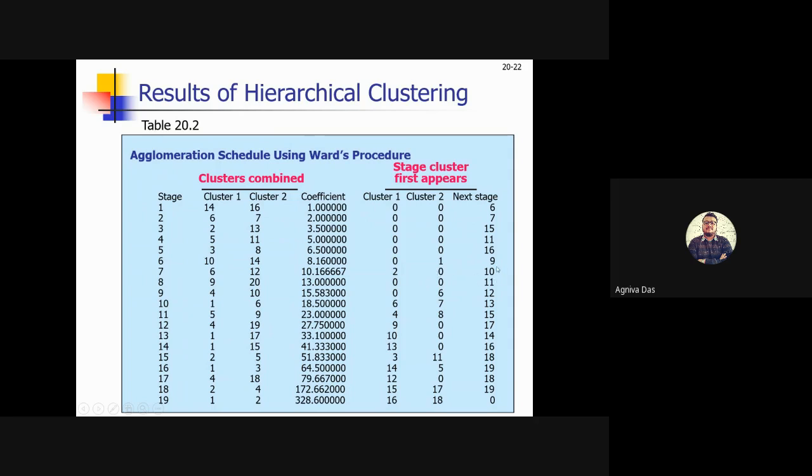And in the next stage, the 10th stage, you have 1 and 6 again. So when you have 1 and 6, for cluster 1, initially you had 3, and now you have a total of 6. So based on this, Ward's procedure will go forward sequentially.